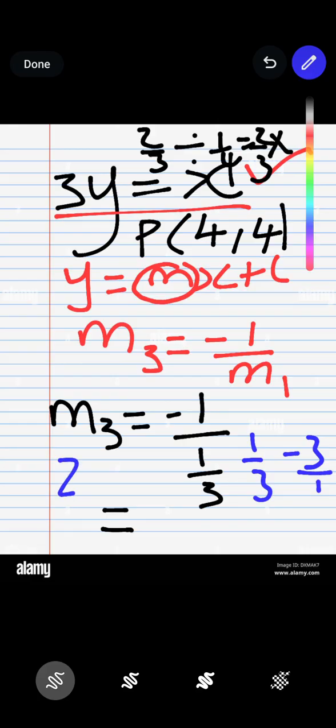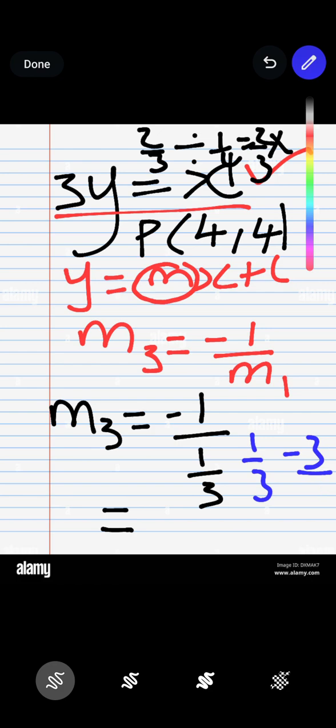What if you have 2? In that case, you don't need to solve. I just wanted to show you different patterns. If you have found your m to be 2, you just have to write it. There's no need to solve. But in case you have -1 over 2, you just take this up, this down, then you change the sign. If it's negative, it becomes positive. If it's positive, it becomes negative.